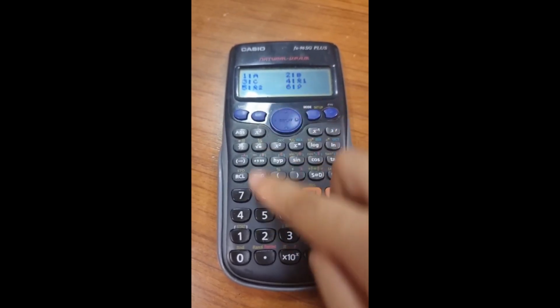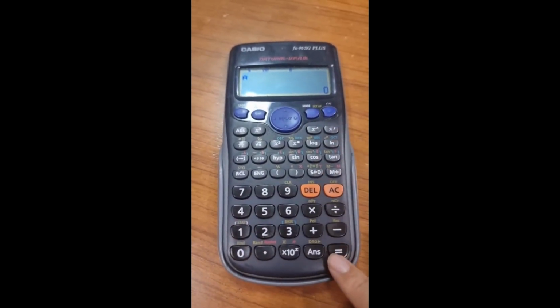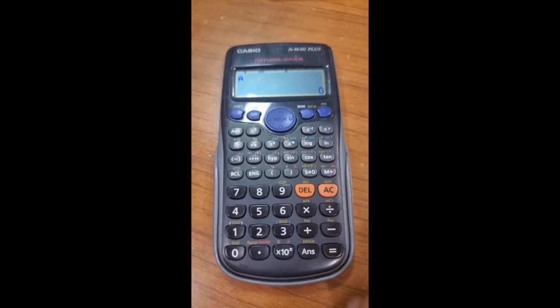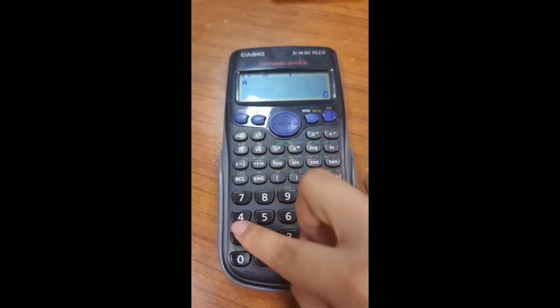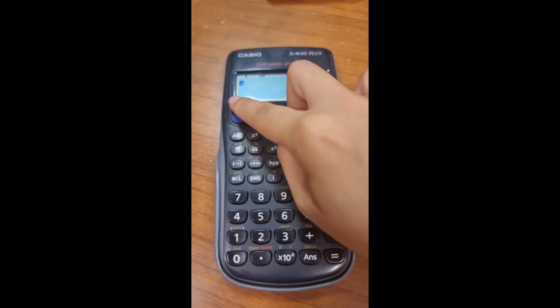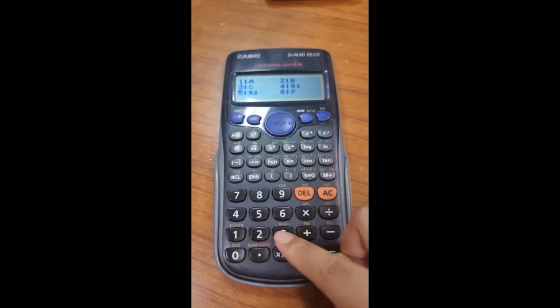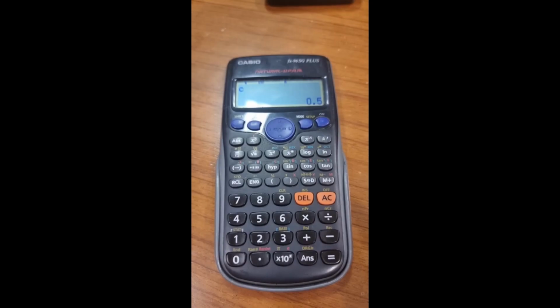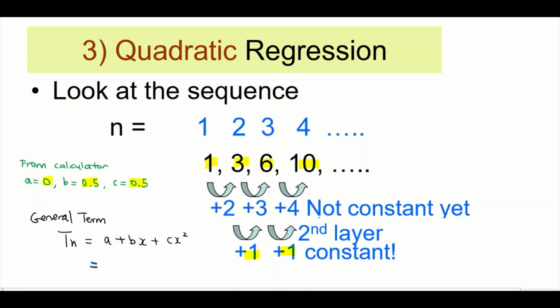So if I want to find my A, I'll press 1, and this will give me after I press equal. So my A is 0, and my B will be 0.5. My C will be 0.5. So now we have to put into the general term. My A is 0, but my B is 0.5, and my C is 0.5. So the general term of this sequence is 0.5x plus 0.5x squared.